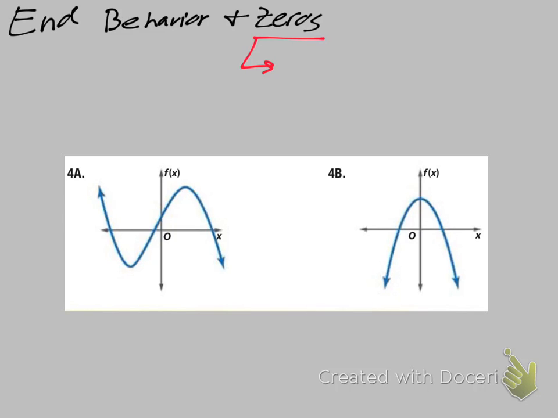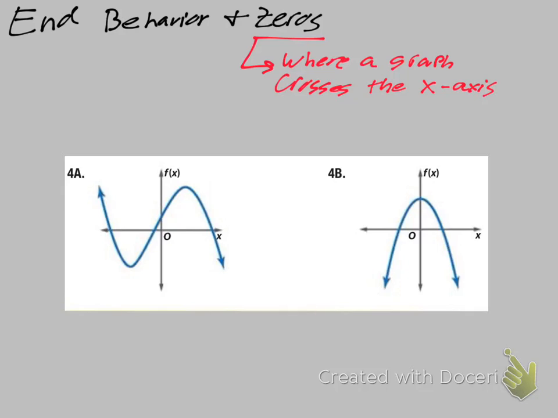Now, end behavior is kind of hard to give a definition to outright. Once we start talking about it, that's when I'll define it. You'll kind of get the point. Zeros is easy to define, though. It's where a graph crosses the x-axis. That's zeros.